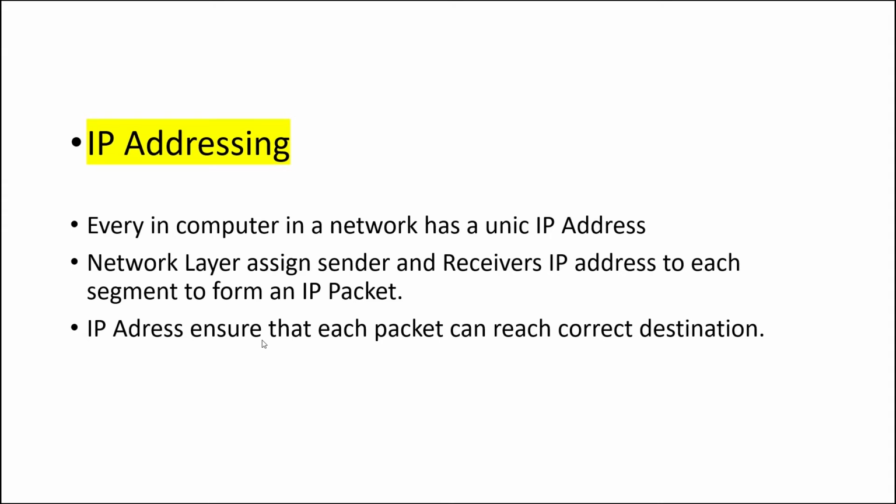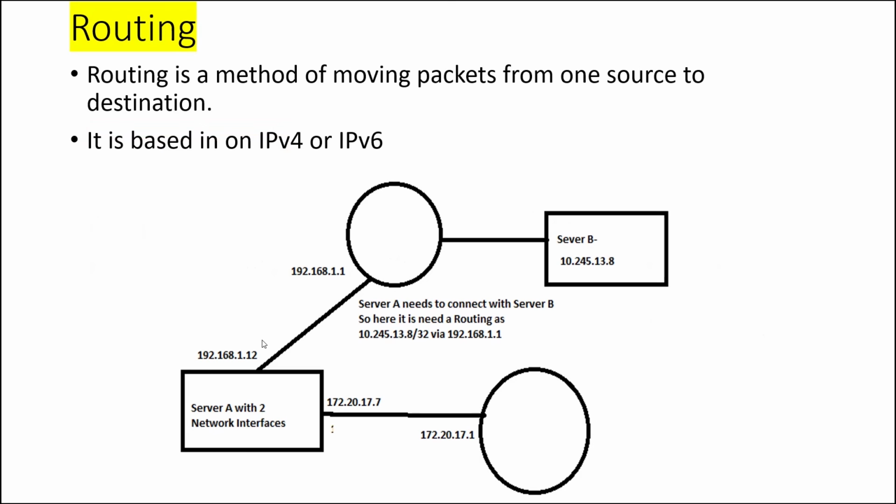I will talk again about IP address. Every computer in the network has a unique IP address, as we talked about earlier. The network layer assigns send and receive IP addresses to each segment to form an IP packet. Okay, that's what we talked about. The IP address ensures that each packet can reach the correct destination. So we already talked about that. Routing.